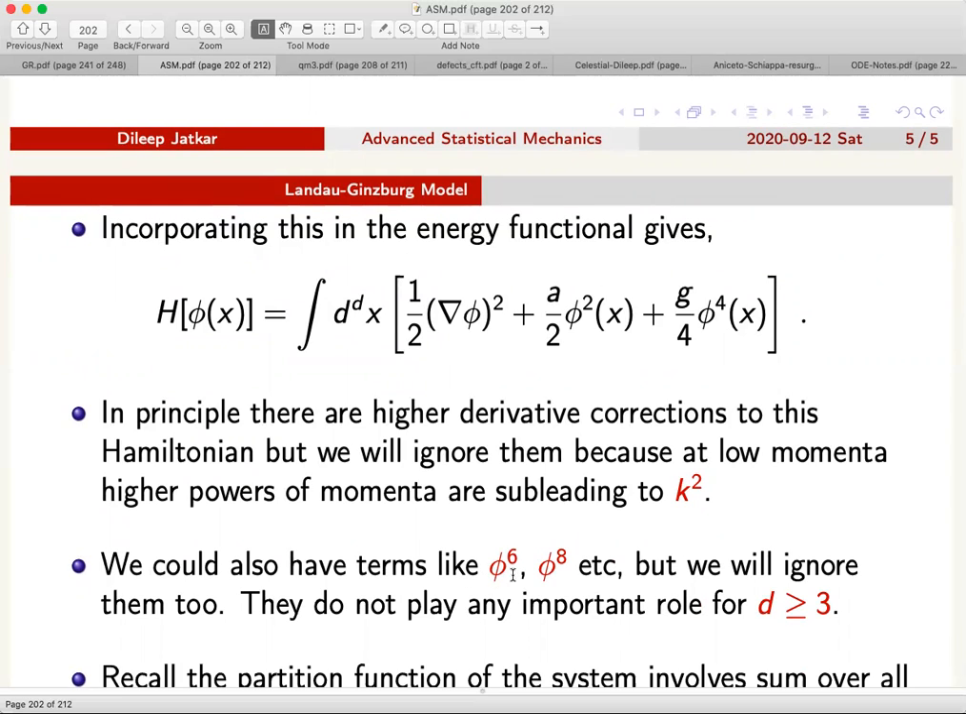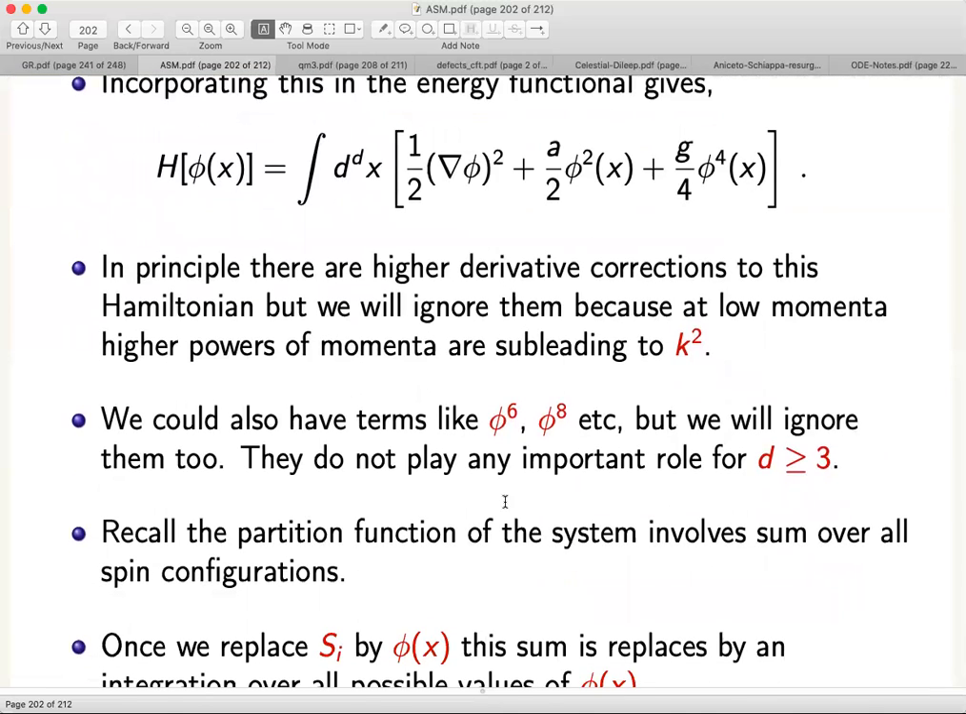Saying it in reverse order, as we will see later, these terms will play no role if d is greater than or equal to 3. So in some sense, the critical behavior of the system is not affected by terms of this kind. Therefore you can happily ignore them for the time being. Of course, you can compute correlation functions involving operators of this kind, but putting them in the energy functional does not determine the critical behavior of the system. Critical behavior of the system is independent of functions like this.